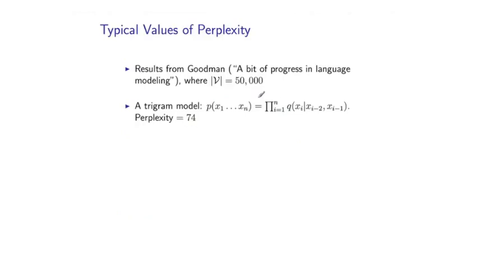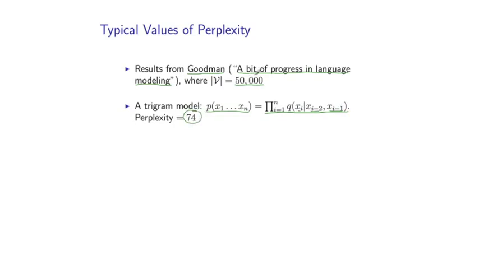Here, to just give a little bit more intuition, are some values for perplexity taken from a paper by Joshua Goodman called A Bit of Progress in Language Modeling. Here he considered a setting where the vocabulary size was 50,000, and I believe it was newspaper text. And here are some numbers. So for a trigram model, which is just as we had defined before, we condition each word on the previous two words, and with appropriate estimation techniques, which we'll describe a little later in this lecture, the perplexity came out at 74.